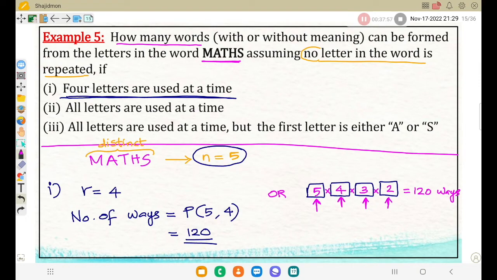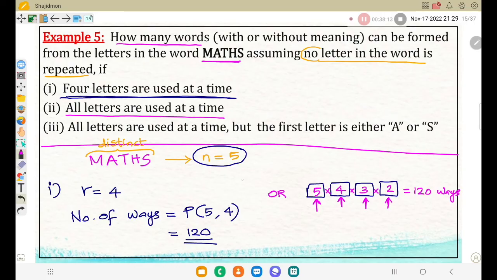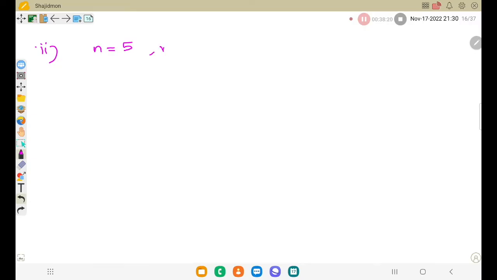Now the second part of the question: all the letters are used at a time, how many words can we create? I will do the B part, the second part of the question. Totally how many letters do we have? We have 5 letters, n equals 5 already. All 5 are being used, that means r equals how much? The same, 5.